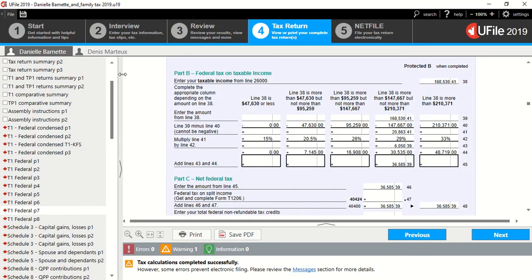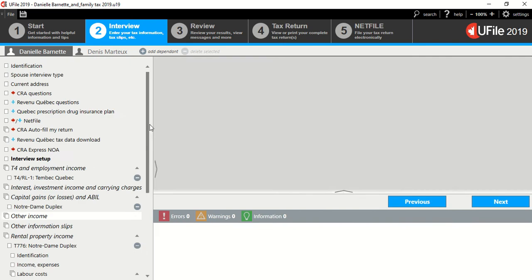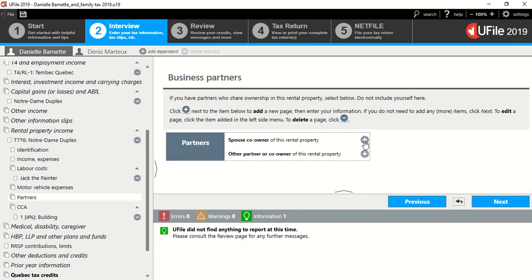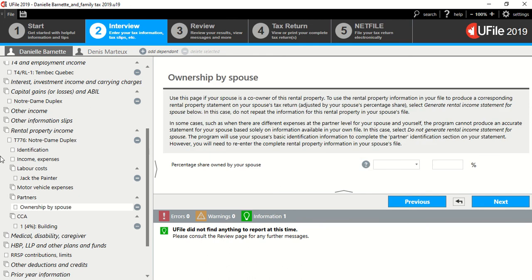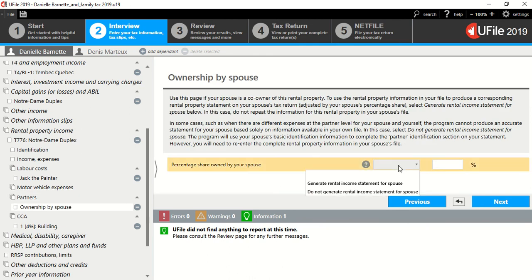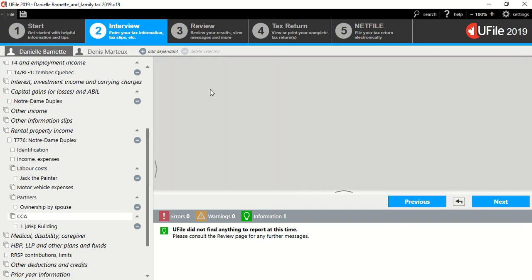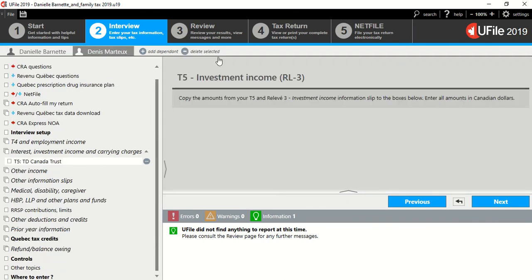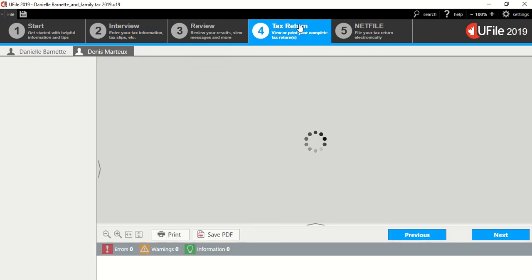One last point: if this property was shared, there is a section in partners, co-property, right? Generate rental statement for spouse, 50%, and let's see what happens. Next. Okay, and let's take a look at Dennis Marteau now.